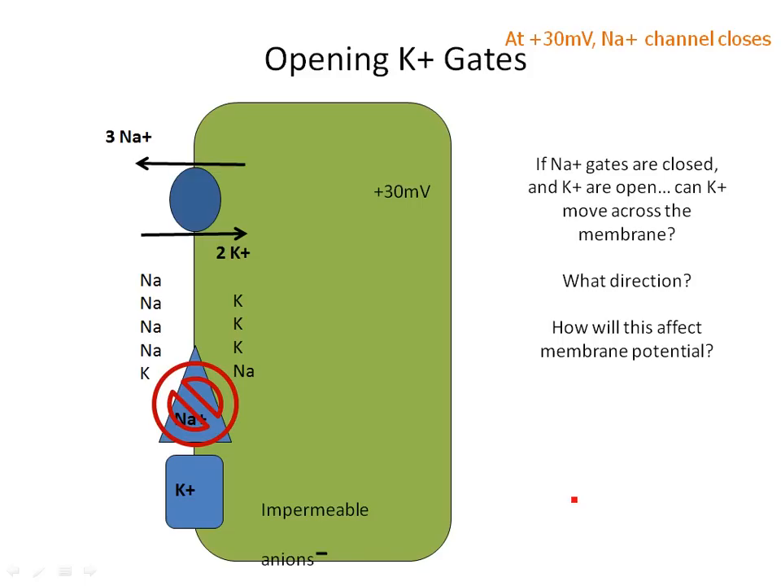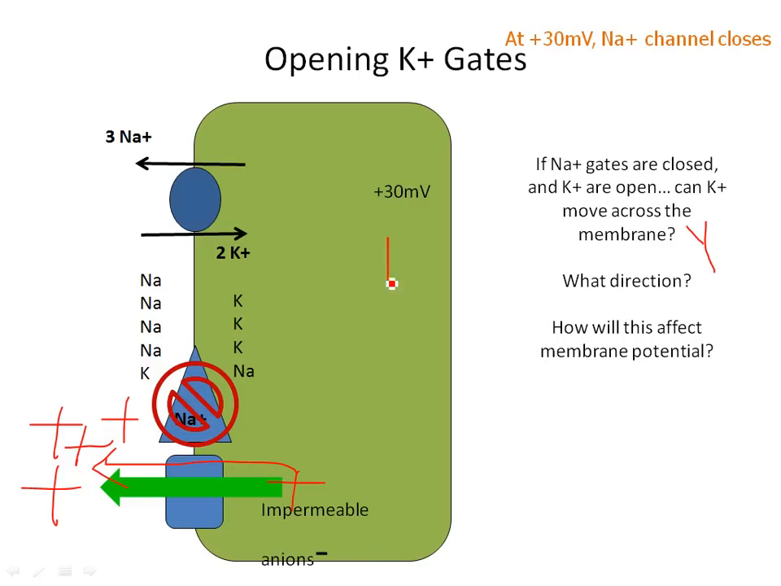Now, can potassium move across the membrane? The answer, in large amounts, is yes. What direction? Well, potassium will follow its gradient, and its gradient is out. Will that affect the membrane potential? Absolutely, because that now means you have lots and lots of positive charge leaving the cell. This cell is going to go from being plus 30 millivolts on the inside back down to the negative millivolt range because all that plus has left.